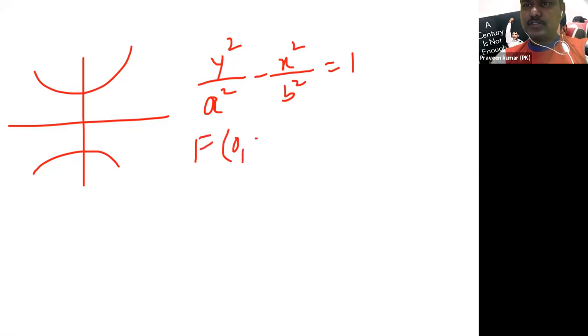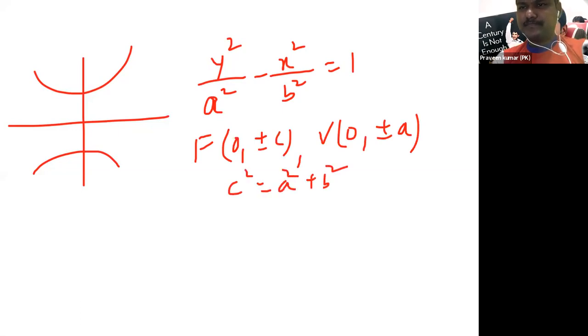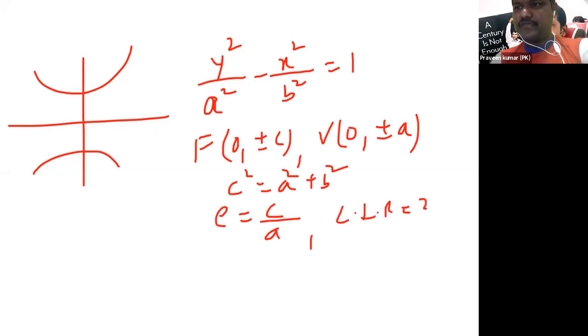Focus 0 comma plus or minus c. Vertex 0 comma plus or minus a. c square equal to a square plus b square. e is equal to c by a. Length of latus rectum is equal to 2b square by a. Major axis 2a, minor axis 2b. That is also same, no change. Okay, right.